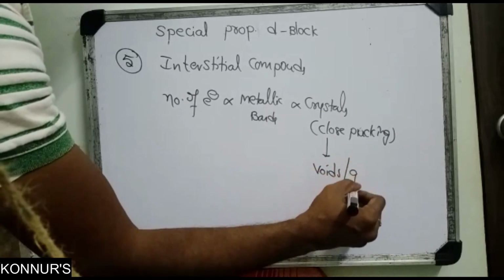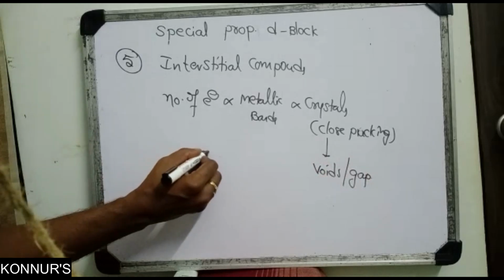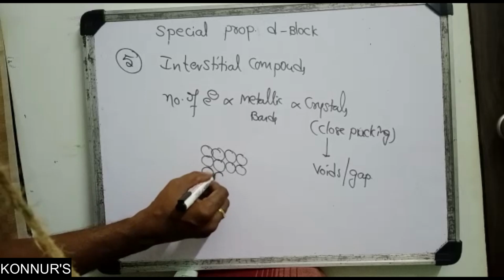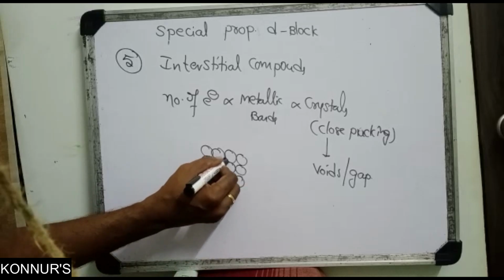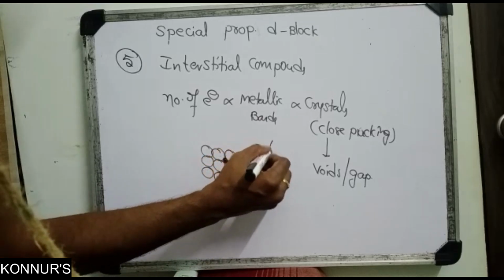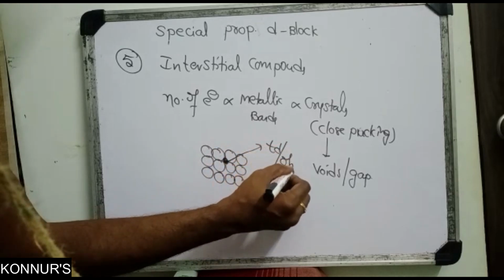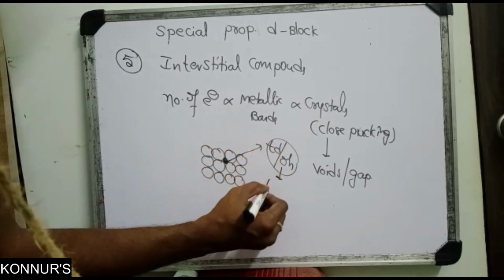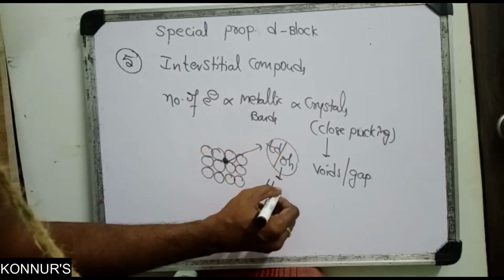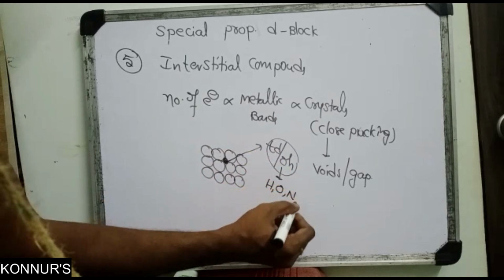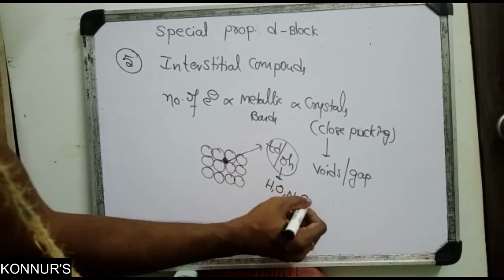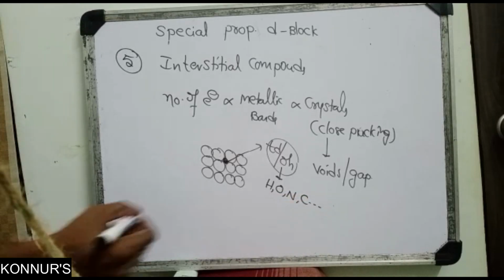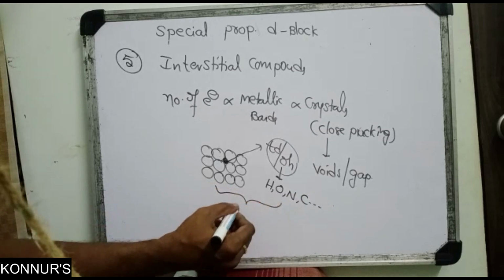So voids and gaps. Already we discussed in solid state those gaps: tetrahedral voids and octahedral voids are there. Suppose these gaps are occupied with small-sized atoms like hydrogen, oxygen, nitrogen, carbon. Small atoms are occupying them. Such types of compounds you call interstitial.